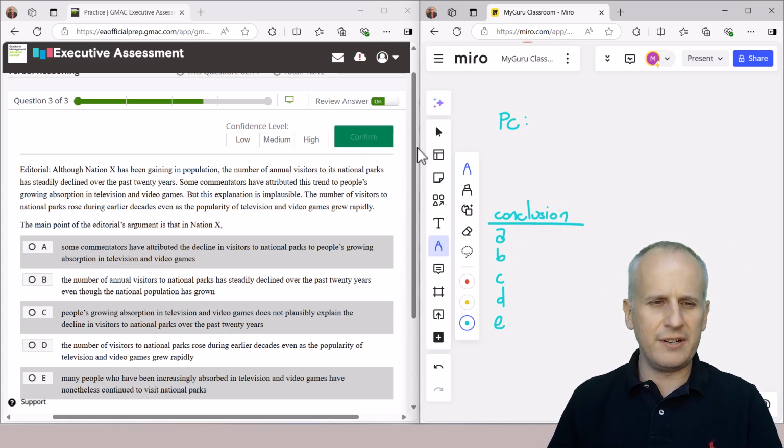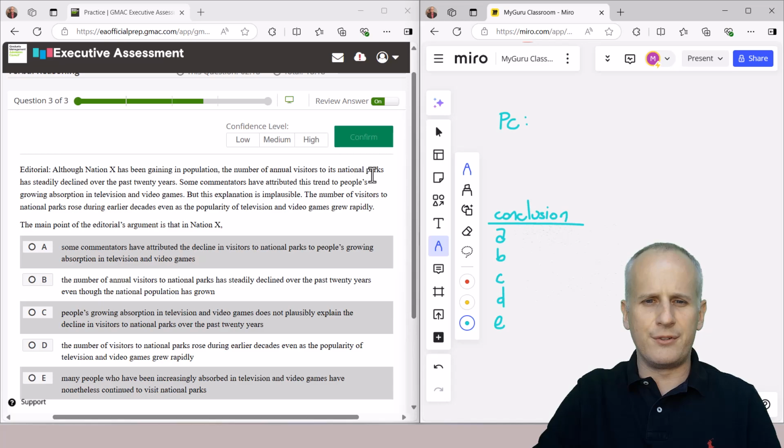So, starting with the editorial, although Nation X has been gaining in population, the number of annual visitors to its national parks has steadily declined over the past 20 years. Well, that's just a statement of fact. It cannot be our conclusion. You don't want to get into a semantic battle or say whether or not I would believe this claim. It really is just a statistic, and we're not going to argue with statistics that are presented based on facts within the construct of a critical reasoning question on the executive assessment.